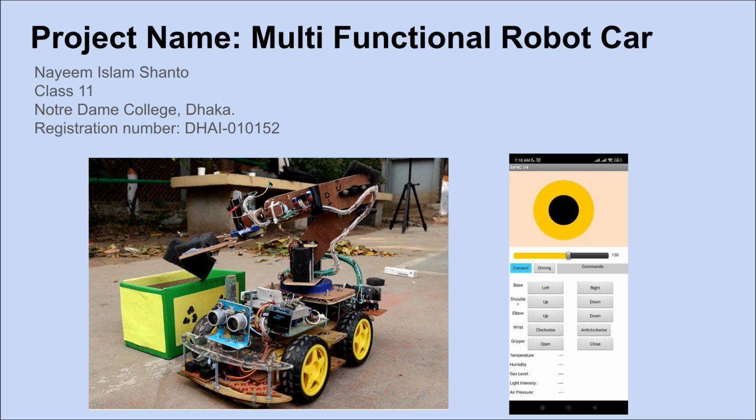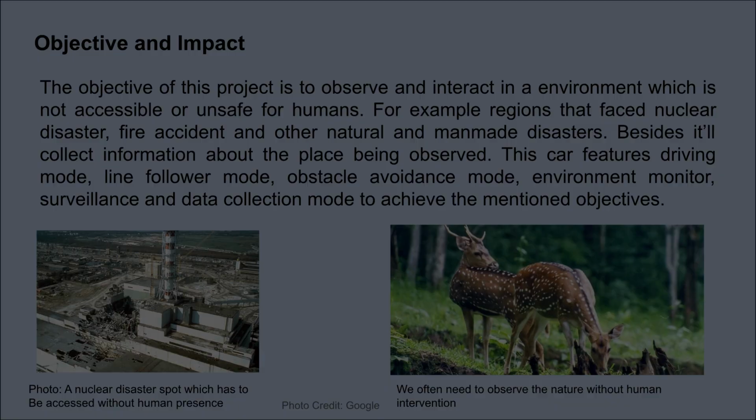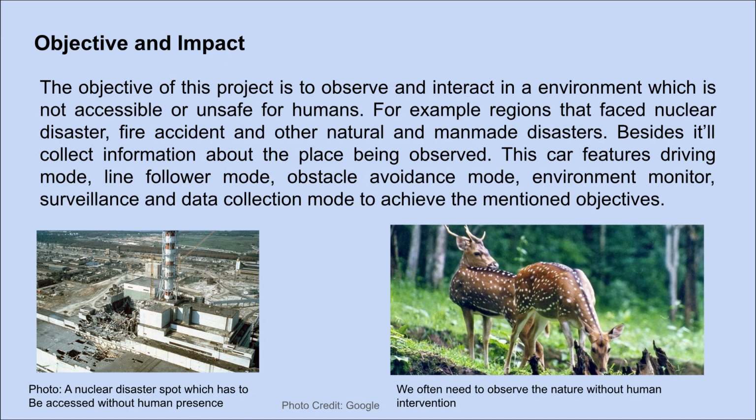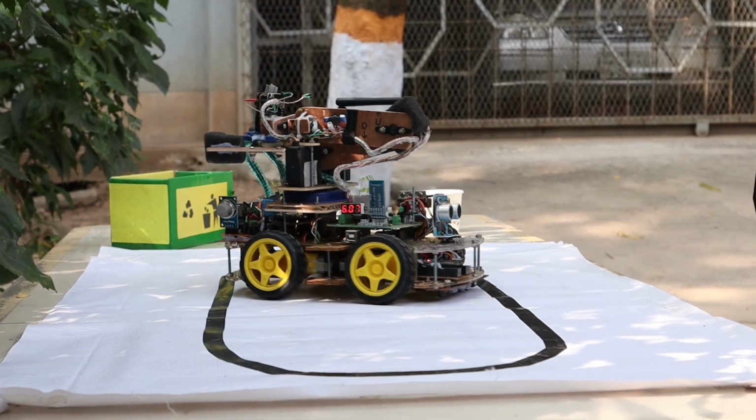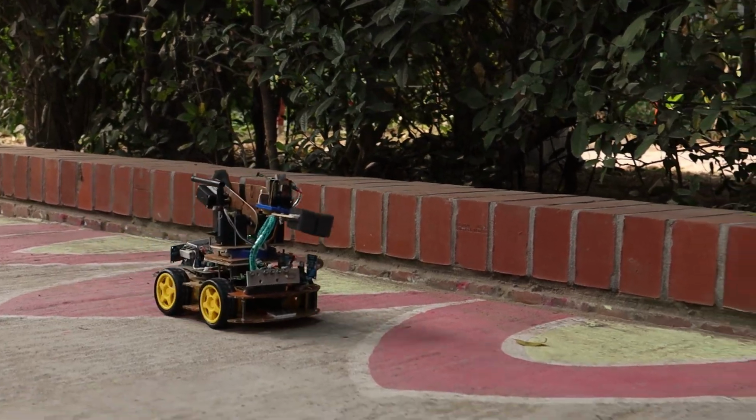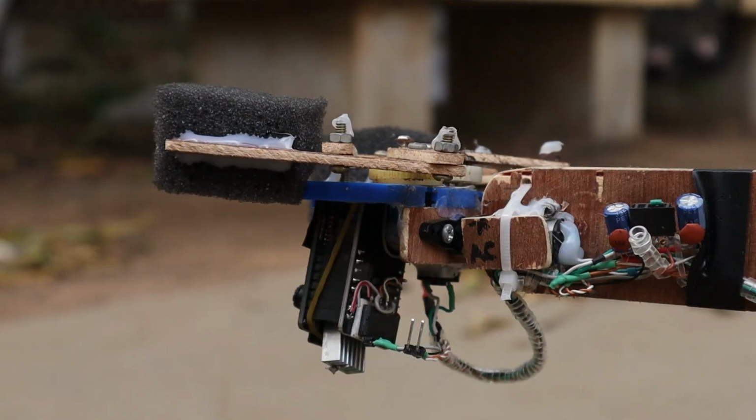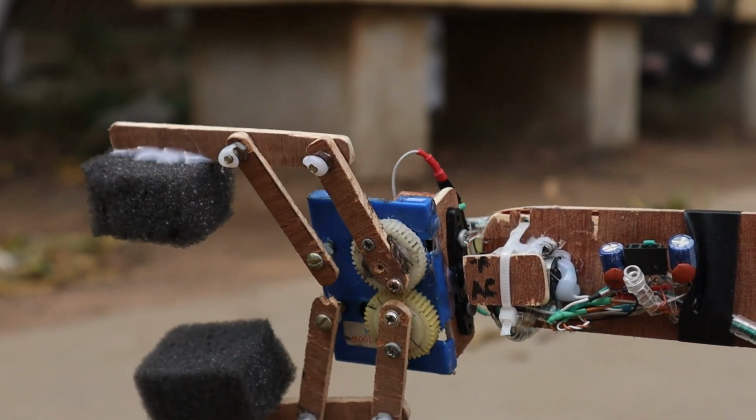The name of my project is Multifunctional Robot Car. The objective of this project is to observe and interact in an environment which is not accessible or unsafe for humans. For example, regions that face nuclear disaster, fire accident, and other natural and man-made disasters. Besides, it will collect information about the place being observed.